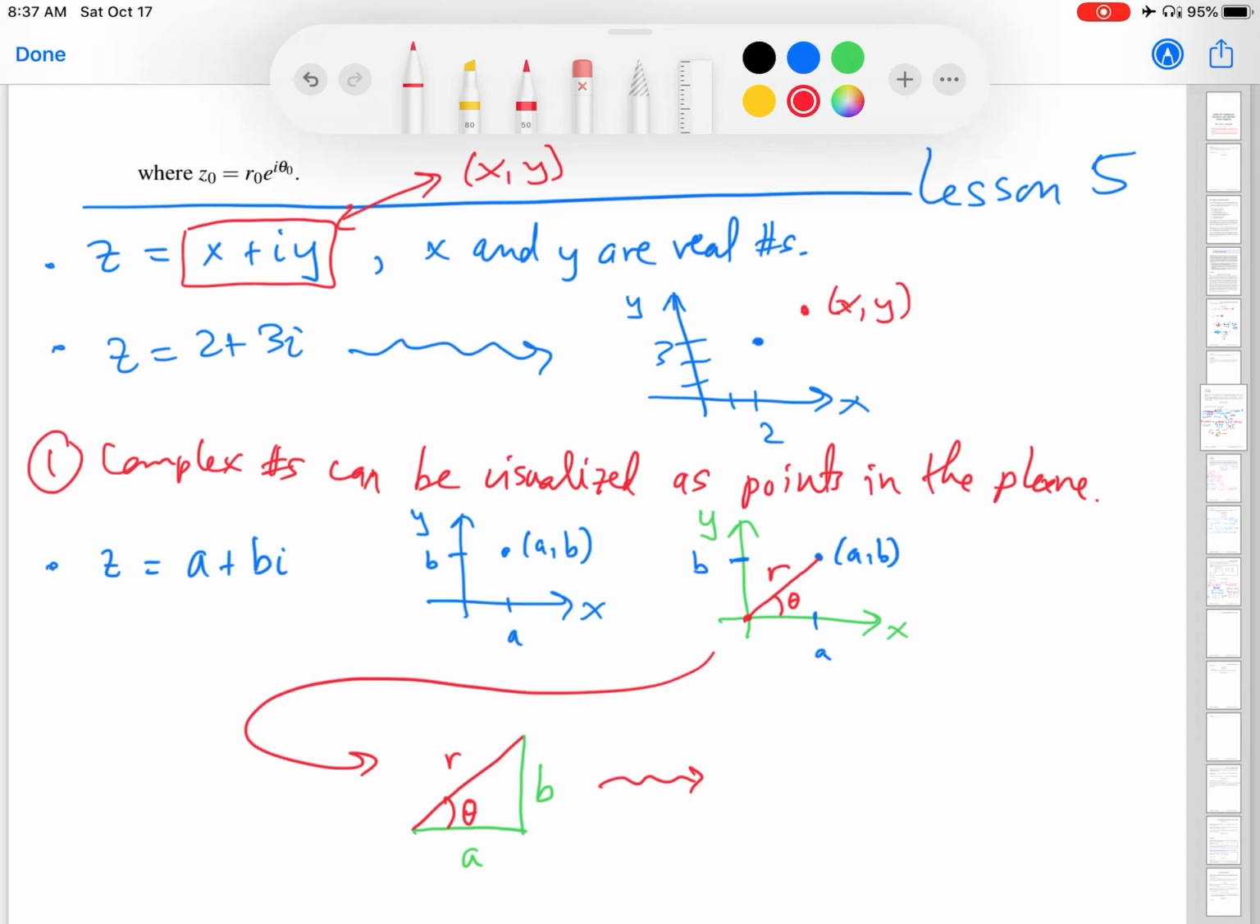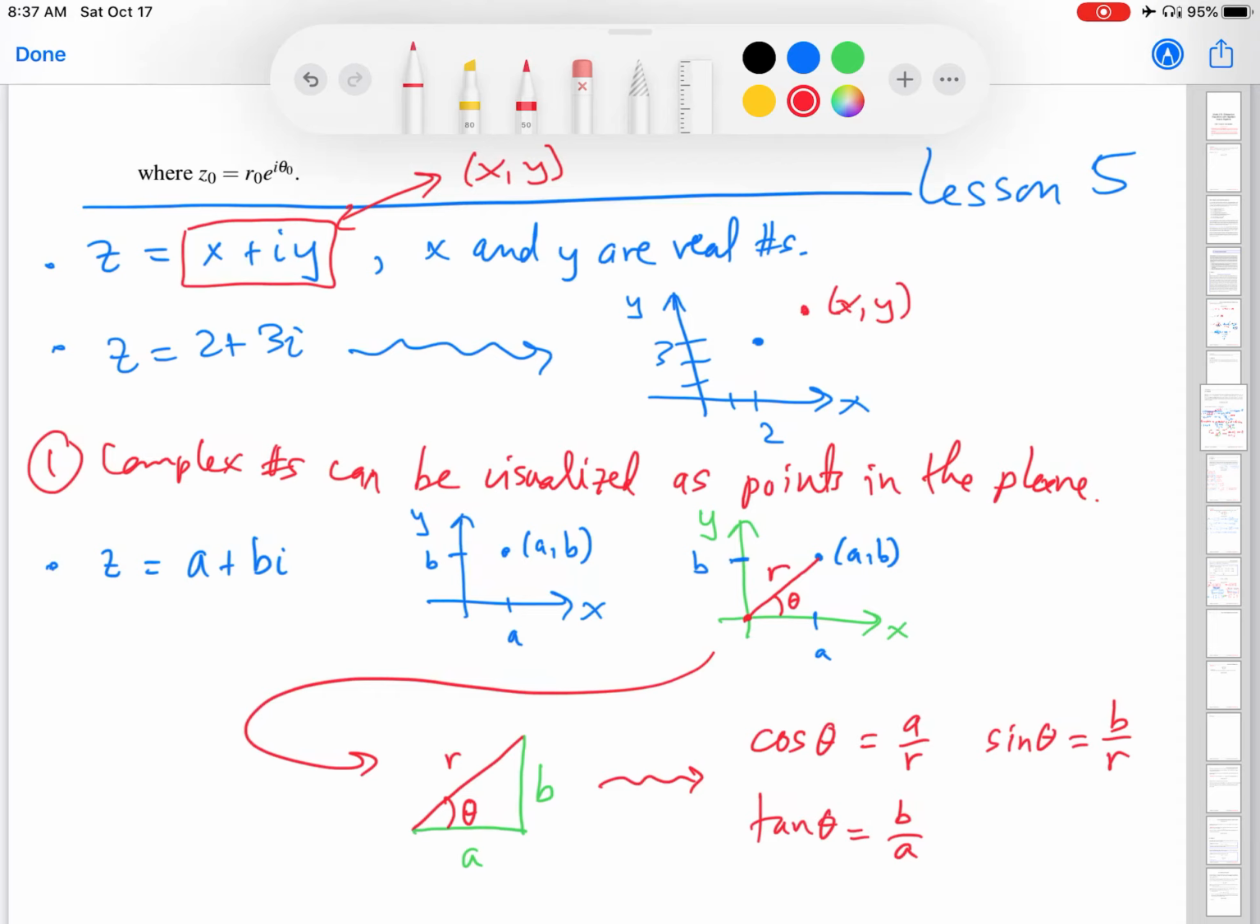So let's look at all the ratios. Cosine of theta is the adjacent over hypotenuse. Sine of theta is the opposite over hypotenuse. And then tangent of theta is the opposite over adjacent.